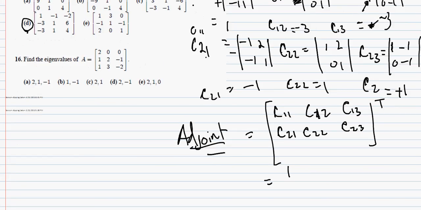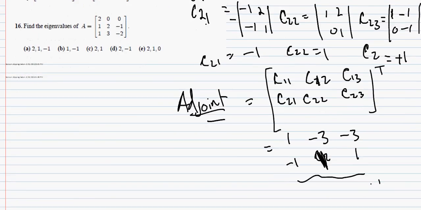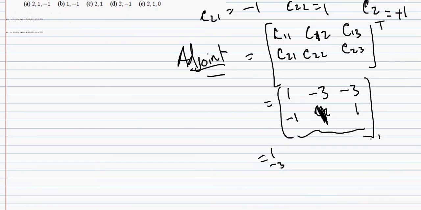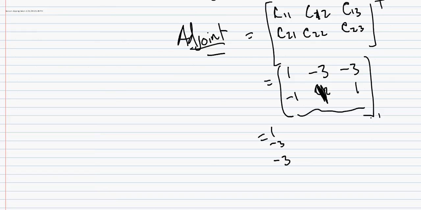1, negative 3 here. We have another negative 3. C21 is negative 1. C22 is 1, 1, and a bunch of stuff here. Taking the transpose of that, what do we do? We just, this equals 1, negative 3, negative 3. Now it's going to be negative 1, 1, 1 here.